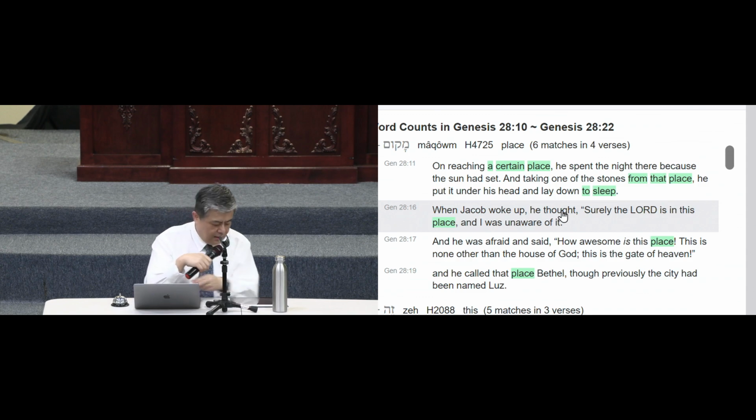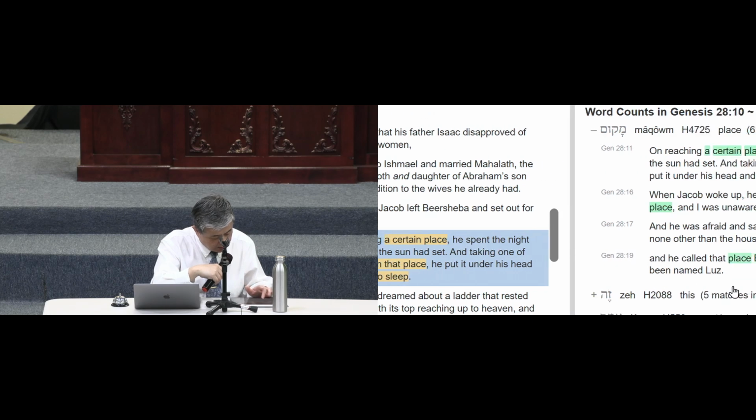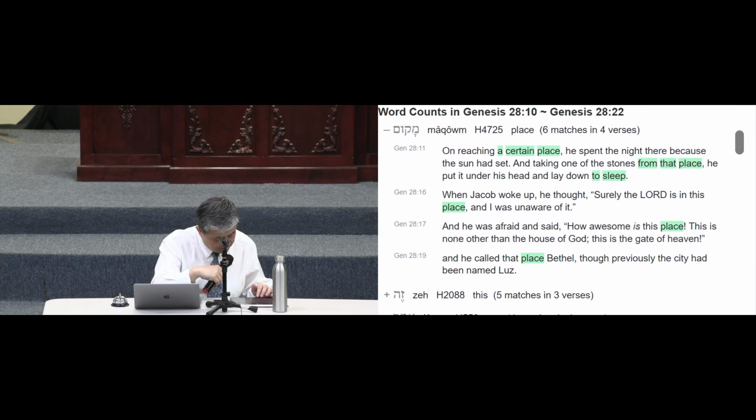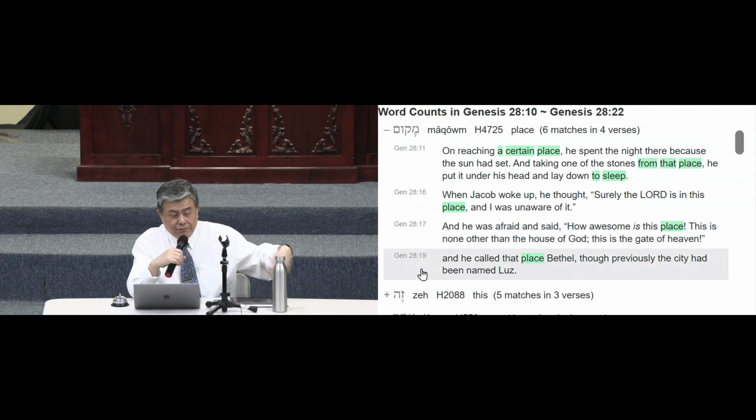So going back to our 6 occurrences. The fourth time is in verse 16: Surely the Lord is in this place. In verse 17, how awesome is this place? And then verse 19, he called the place Bethel. Keep repeating the place. Now the question is why?